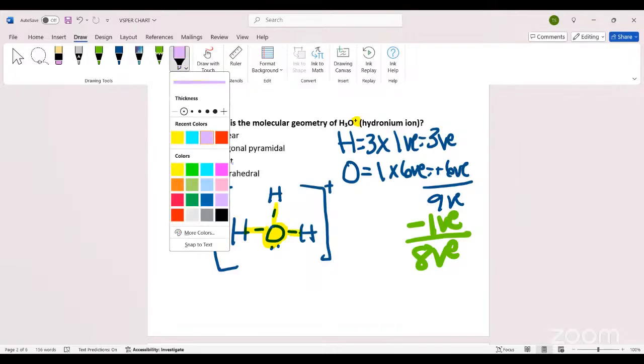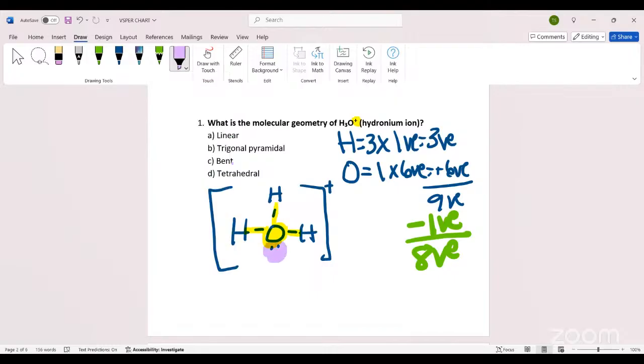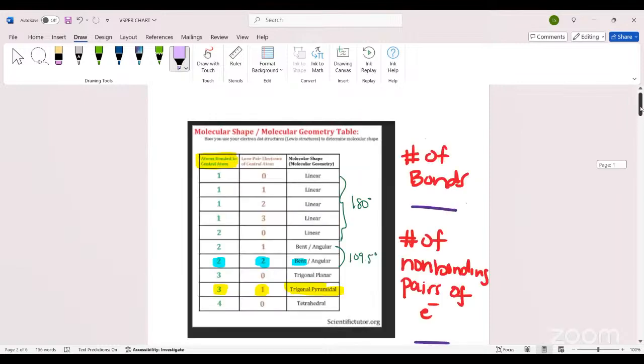How many non-bonding pairs of electrons do you all see? Correct, guys. 1. So 3 bonds attached, 1 non-bonding. Let's see what shape this is. 3 bonds attached, 1 non-bonding tells us trigonal pyramidal. And there you have it. Right here, 3 and 1. That's it right there. Trigonal pyramidal.